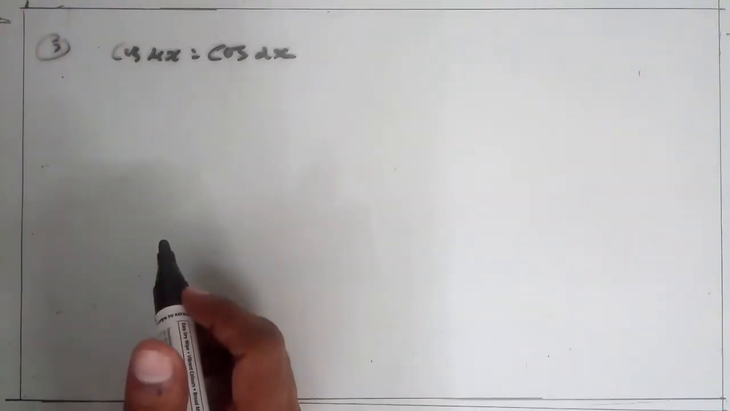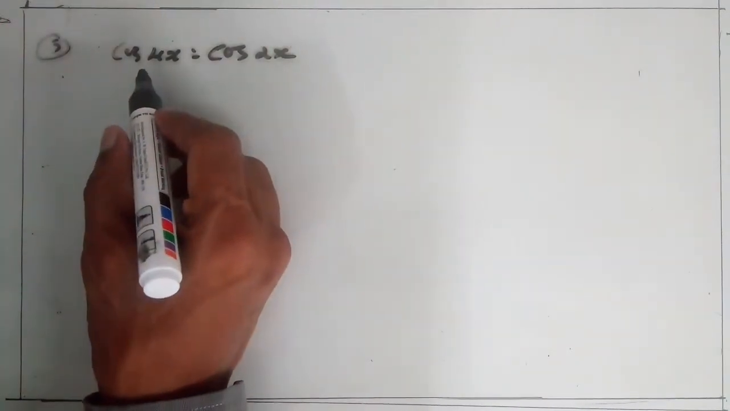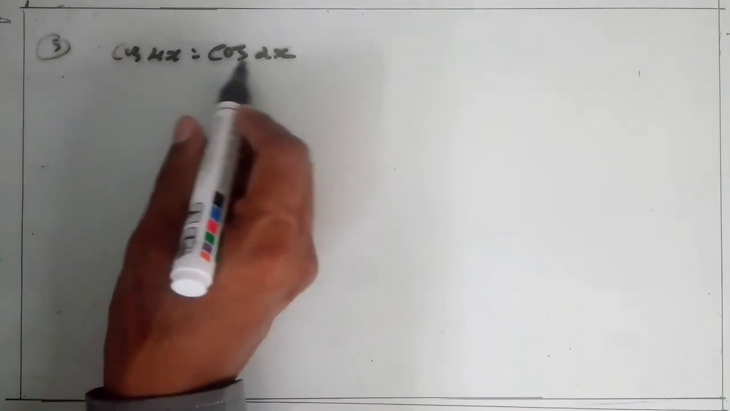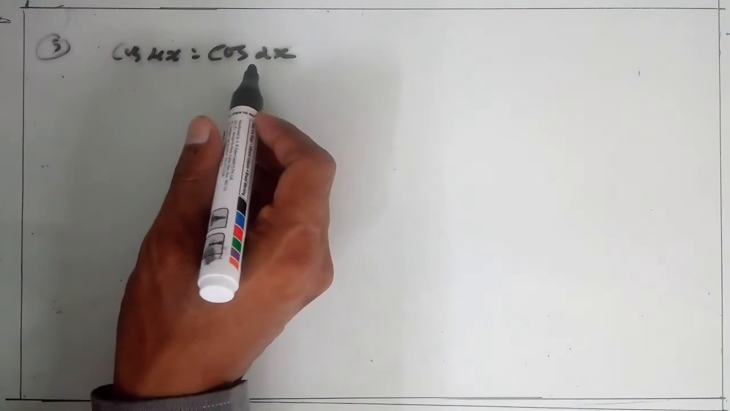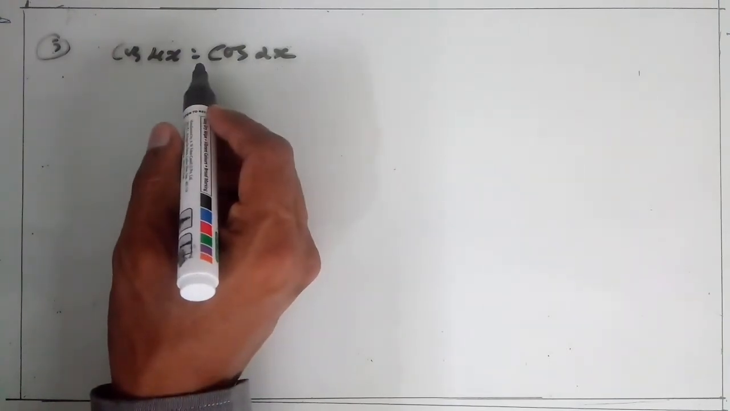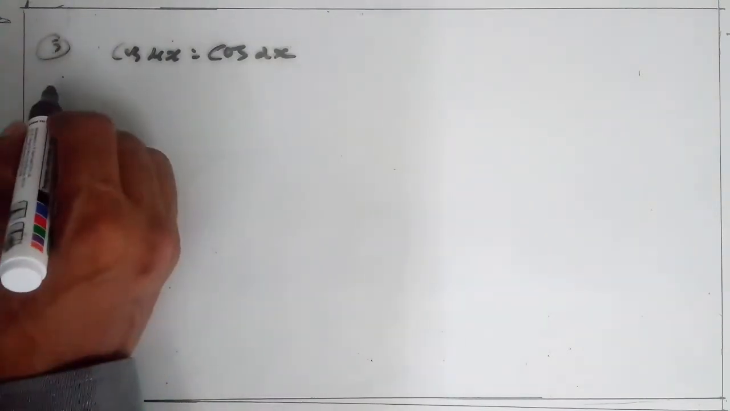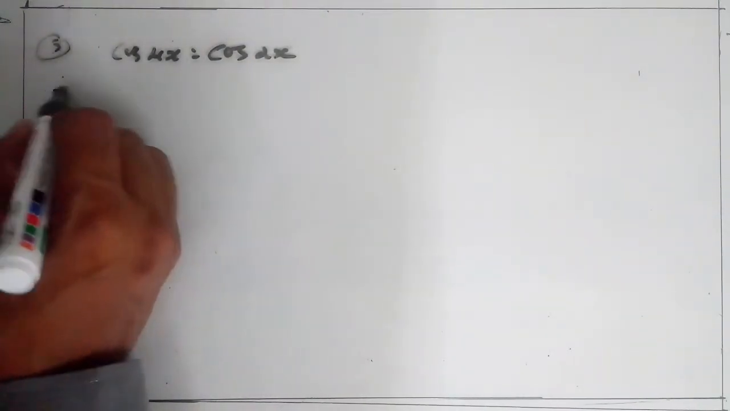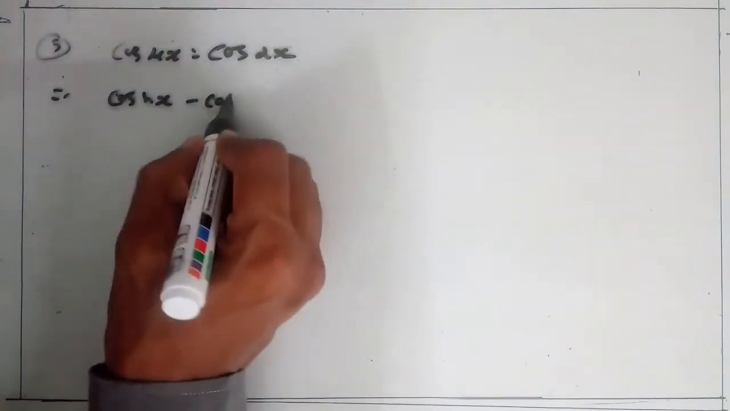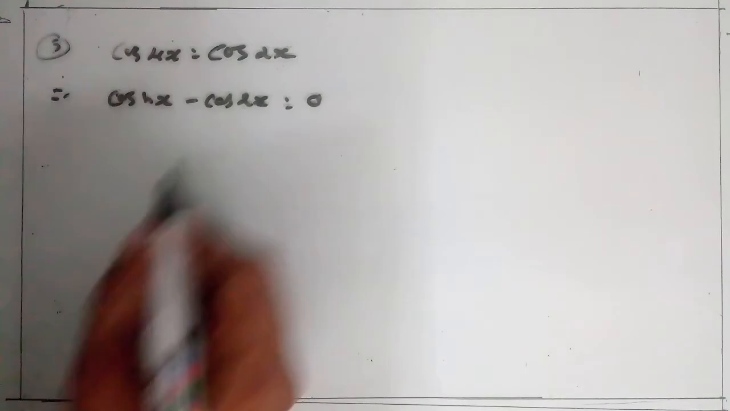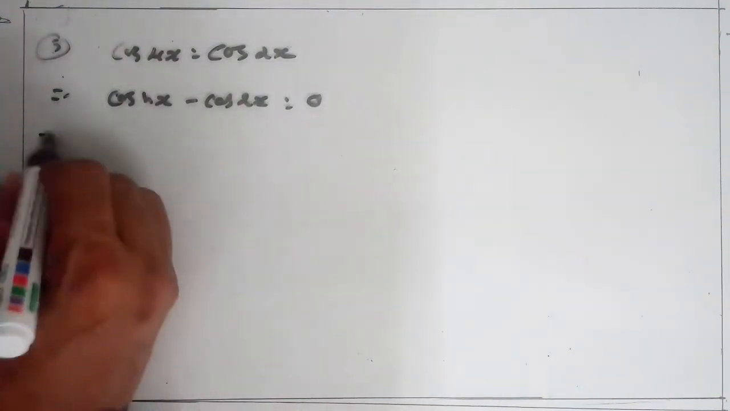Find a general solution for the trigonometric equation cos 4x is equal to cos 2x. Remember this, in this type of trigonometric equation, change into multiplication form. Take cos 2x to this side, so here we get cos 4x minus cos 2x, and we know how to change this addition or subtraction into multiplication.